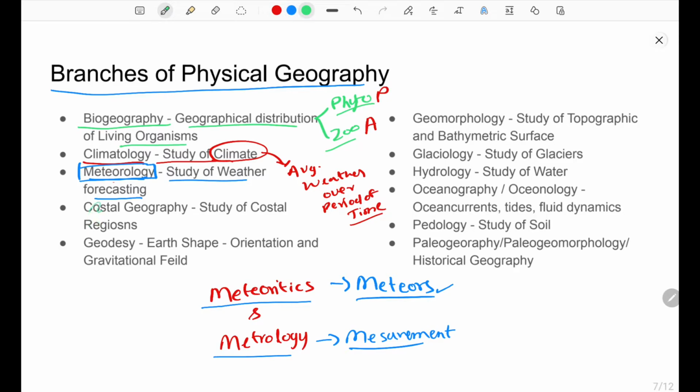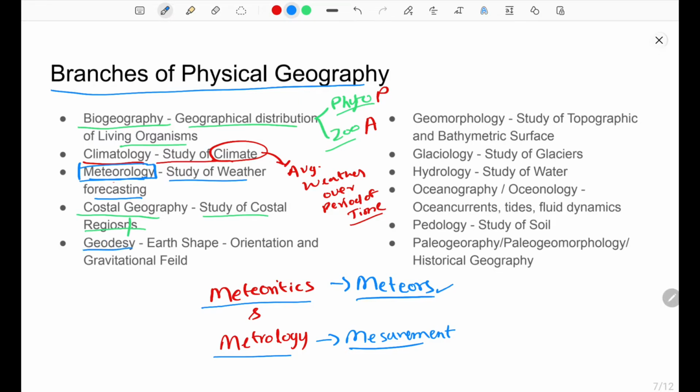Coming to the next important branch, coastal geography. Coastal geography is the study of coastal regions. What is meant by coastal region? The area which is present near the seashore or ocean, we call it a coastal region.